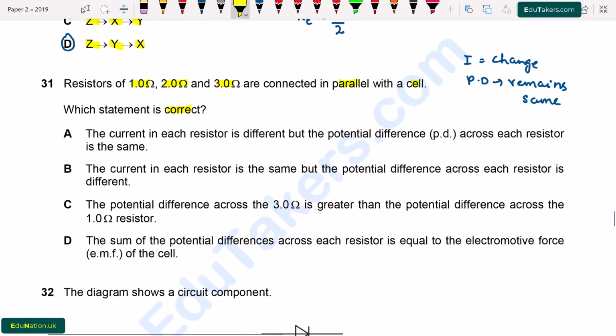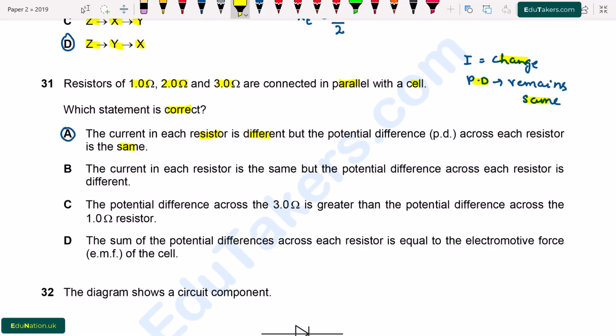Now we see the options. Option A, the current in each resistor is different, but the potential difference across each resistor is same. Here is the same situation. The current across each resistor is different, but the potential difference is same. So only option A is correct. We also see the others.